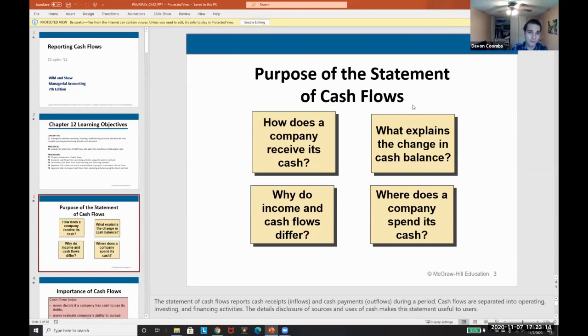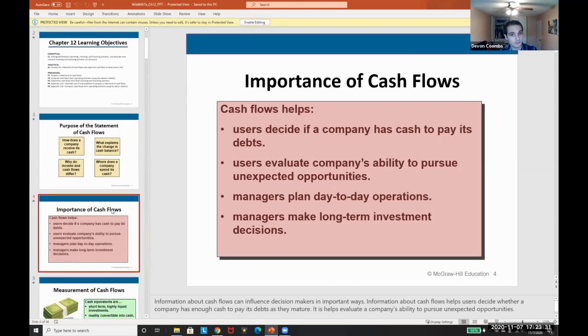So the statement of cash flows really gives us a wealth of information and is highly used and is one of the more difficult statements to develop. So as you develop expertise, as you move forward in your career, becoming an expert in statement of cash flows can help you become really valuable in the marketplace. So, importance of cash flows.